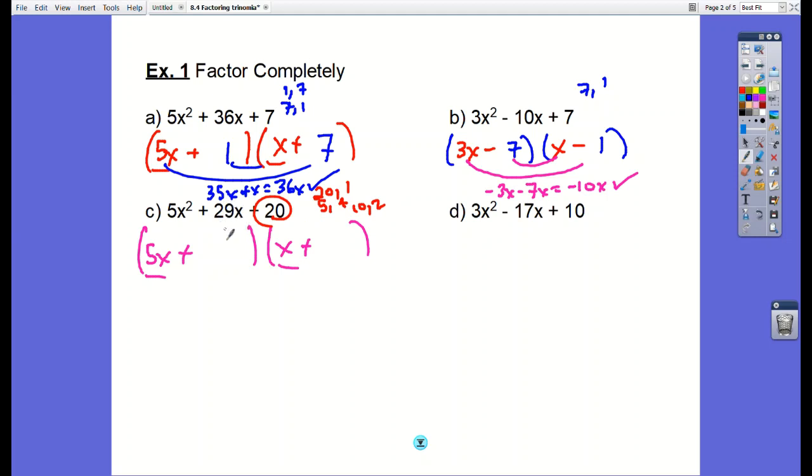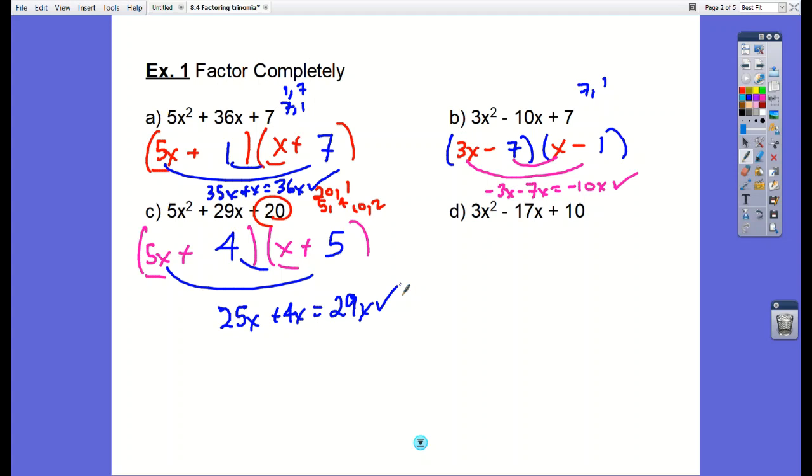So 29 in the middle, right? The only way to get to a 29 in the middle, we'd have to multiply the 5 with a 5 and a 4 here. So let's check that with the O and I. 25x plus 4x is 29x. Right? We're good on this one. All right, one more problem.